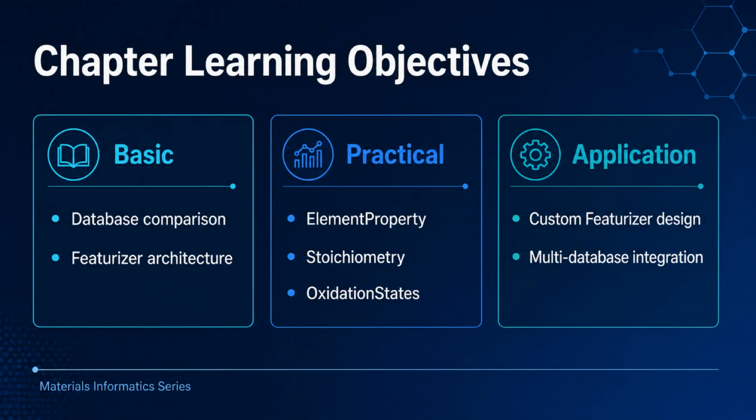By the end of this chapter, you'll understand the differences between Mendeleev, PyMatchen, and mapminer data sources and know when to use each. You'll gain practical skills in implementing element property, stoichiometry, and oxidation states featureizers. You'll also learn to design custom featureizers and integrate multiple data sources for comprehensive feature sets.